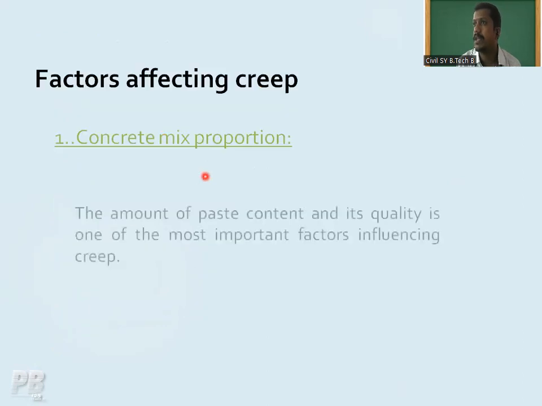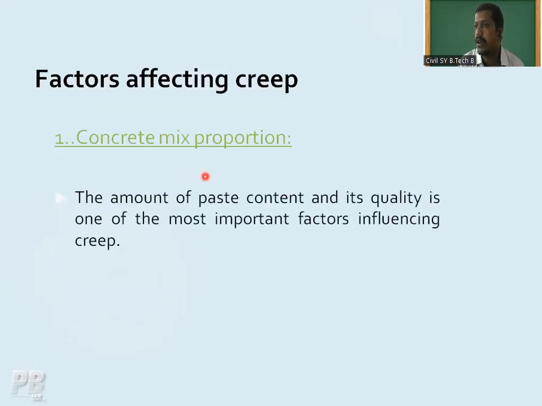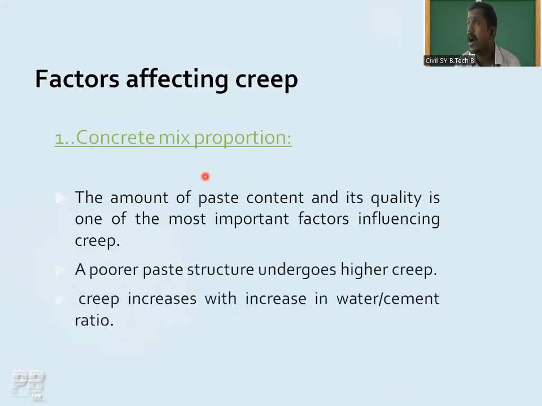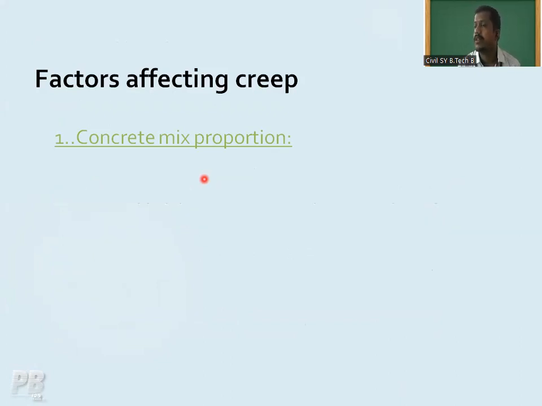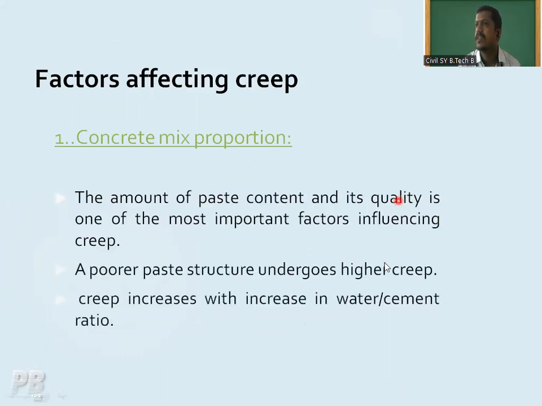First, we will take concrete mix proportion. In the concrete mix proportion, the amount of paste contained, the paste being a mixture of your cement, coarse aggregate, fine aggregate, and the water, and its quality is one of the important factors which influence the creep. A poorer paste structure undergoes higher creep, while a very good paste structure, that is the concrete matrix, will not lead to higher creep. Creep increases with increase in your water cement ratio.